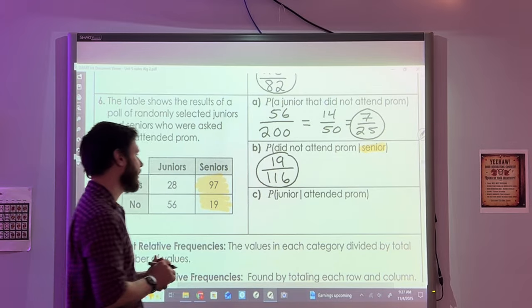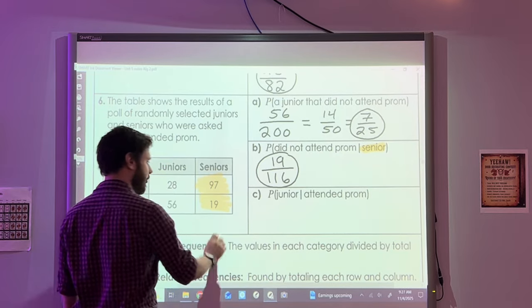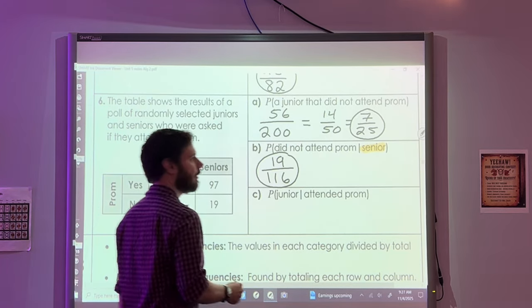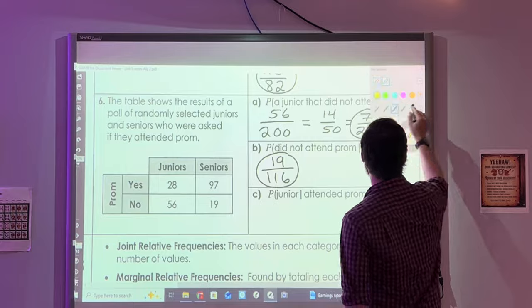Probability that they're a junior, given that they said yes to prom.